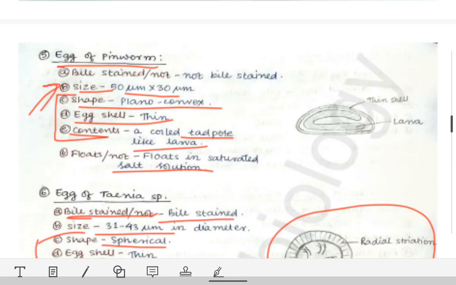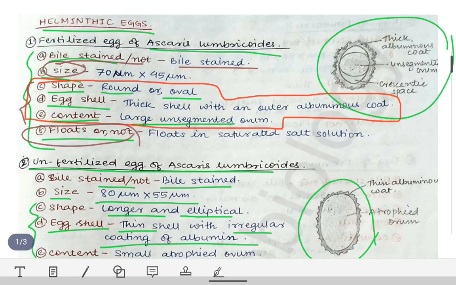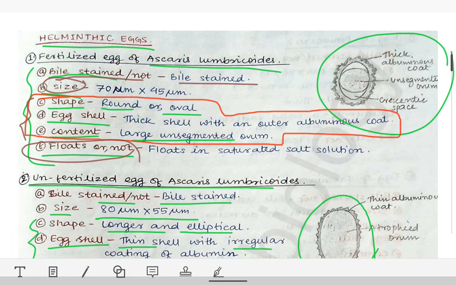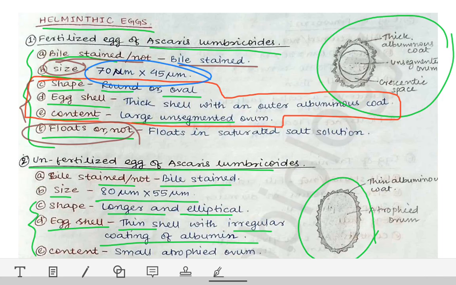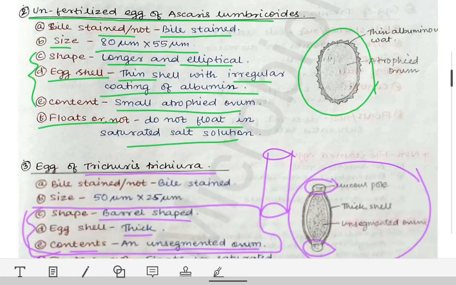Let's see whether it matches or not. 70 into 50. See here, 70 into 50. This is quite close. 70 into 45. So 70 into 45 or 70 into 50 is quite close. You can write it in a range of 45 to 50. Okay. So that's also done.